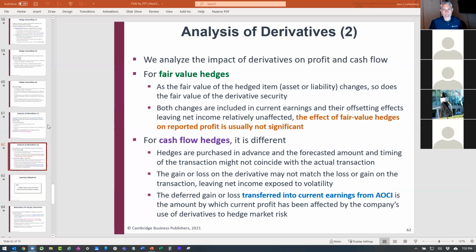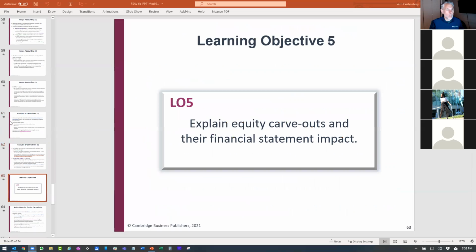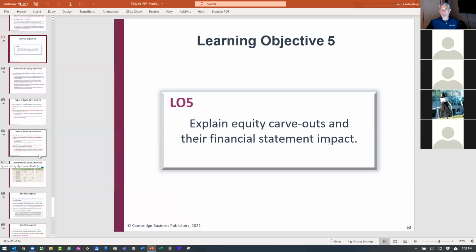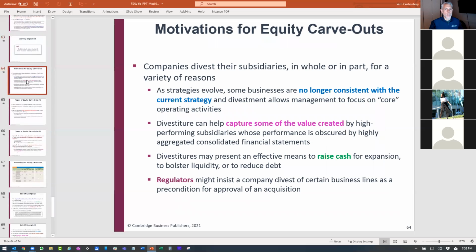And I thought there was an example here, but the authors are really just wanting us to be aware of what the differences were there. So let's move on to equity carve-outs and their financial statement impacts.